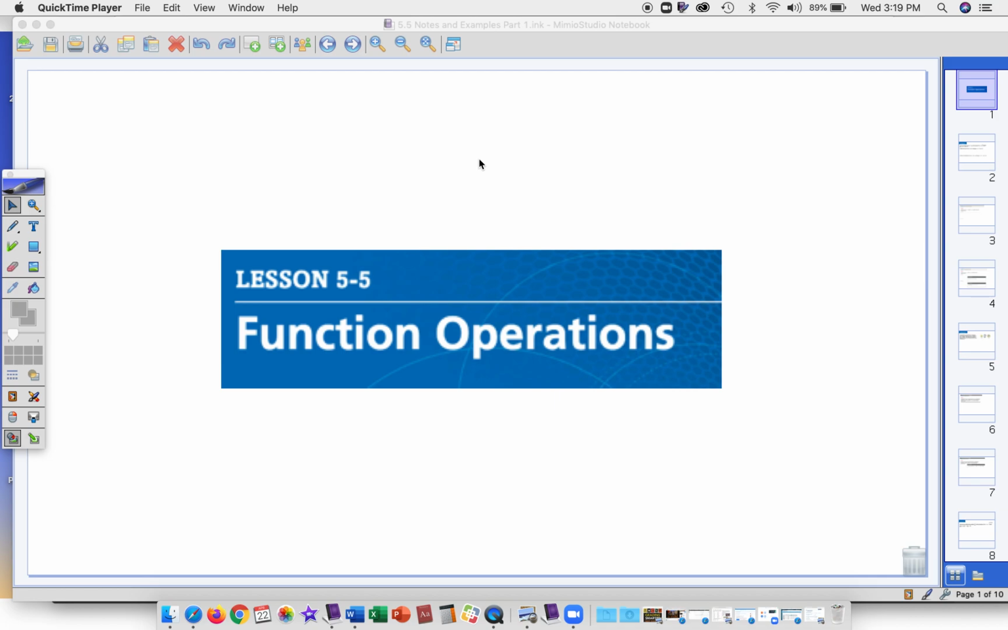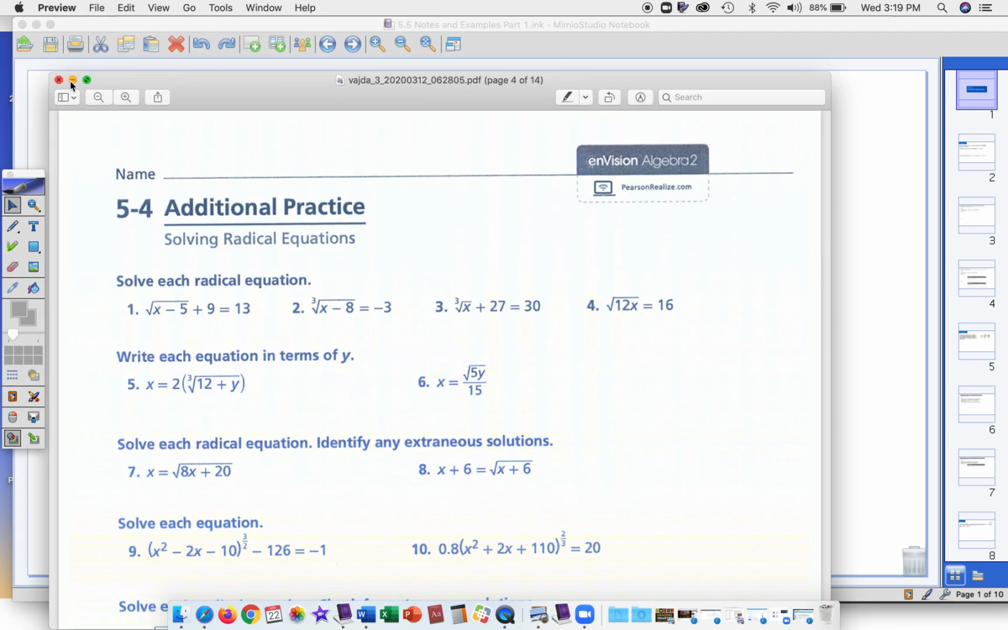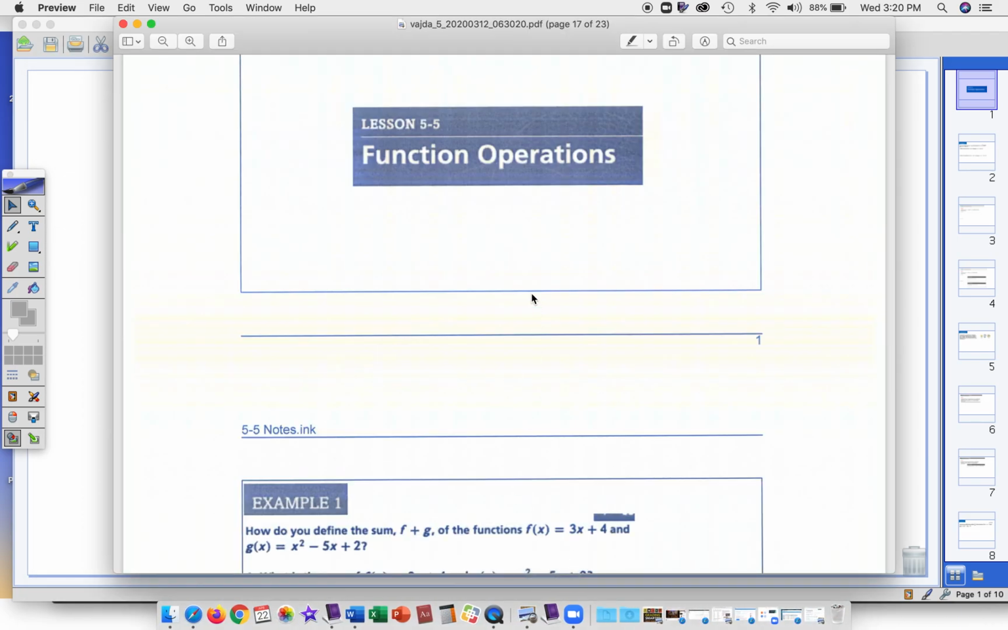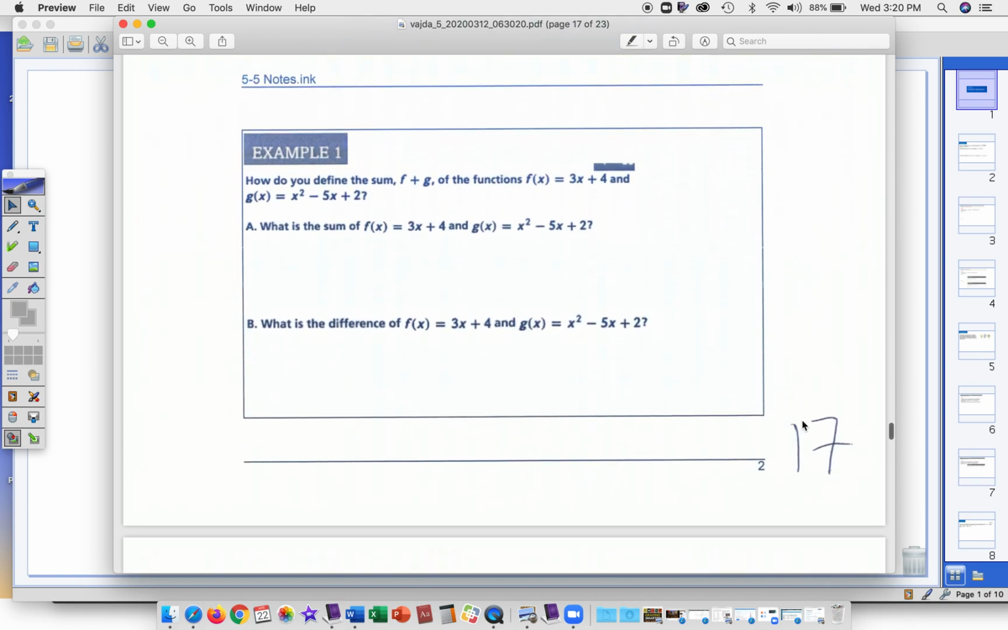Today we are going to begin section 5.5, which is on function operations. So if you're using the packet that you got from school, you are beginning on page 17 of that packet, the handwritten page 17.